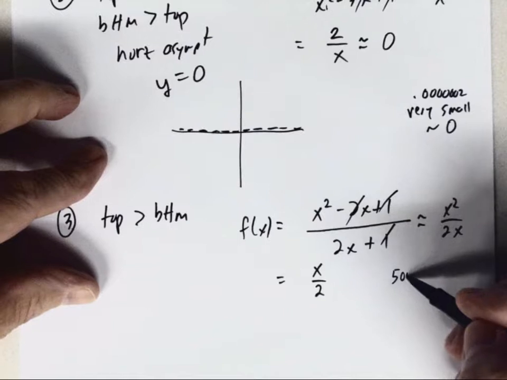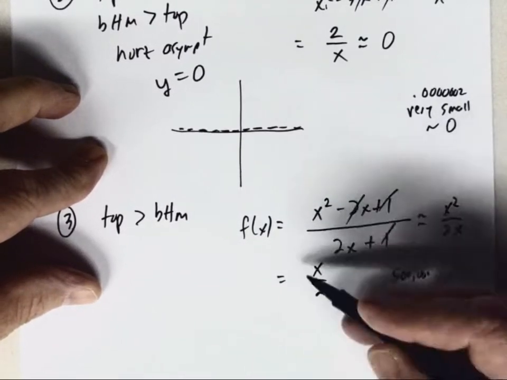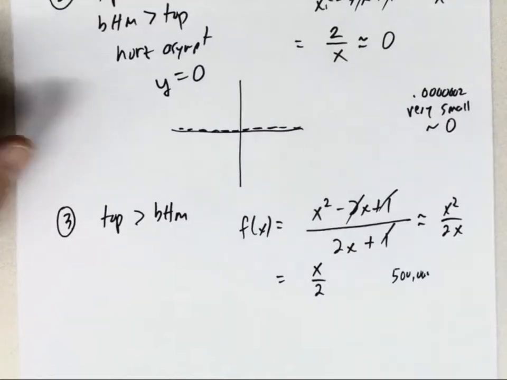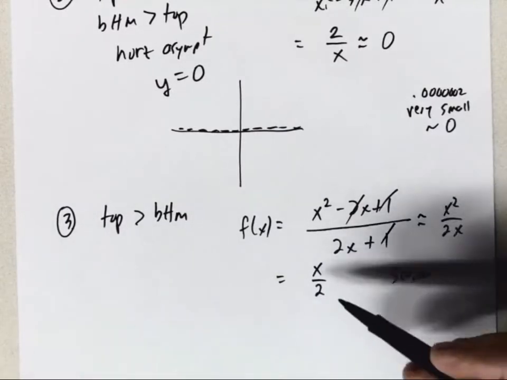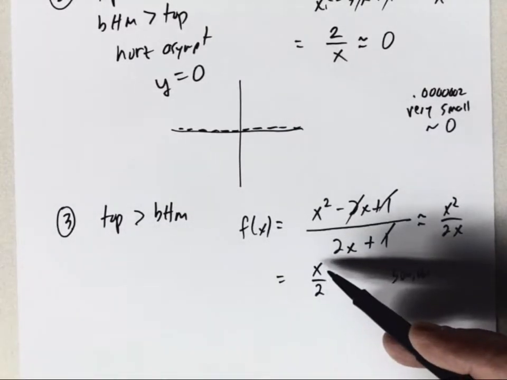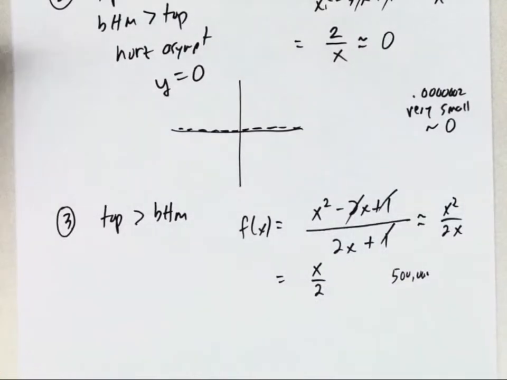Well, 500,000, right? Half of a million. If x is 1,000,000,000,000, what happens? It's like 500 billion. So what's going on? What happens as x gets huge? As x gets huge, this whole number gets huge. It just keeps getting bigger and bigger and bigger.